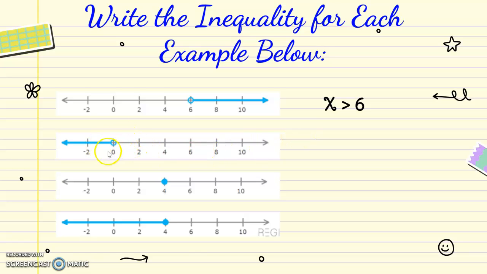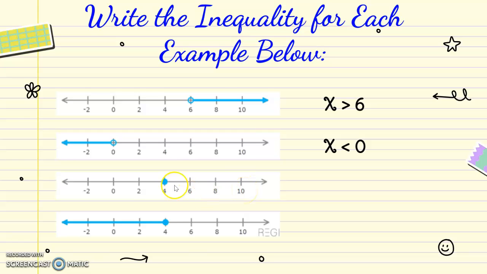Next, I have another open circle, so I know it's going to be greater than or less than with no equal to. But this time, all my shading is less than 0. So for the all my shading words, I can just put my variable there. So x is less than 0 because all my shading is less than 0.